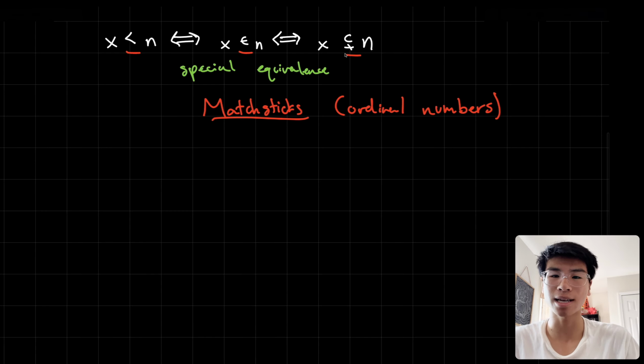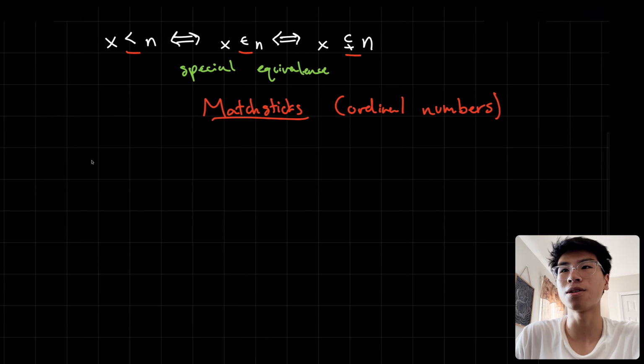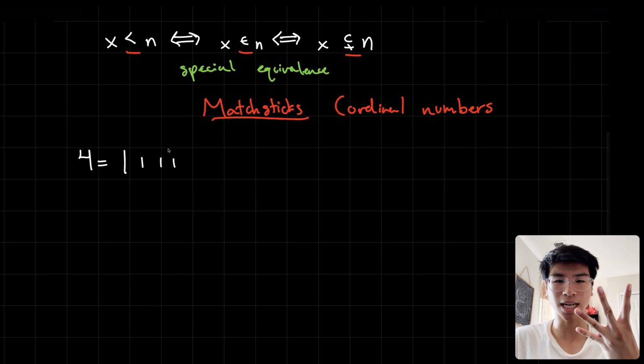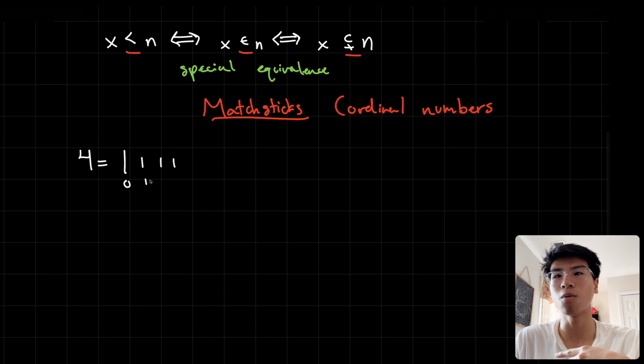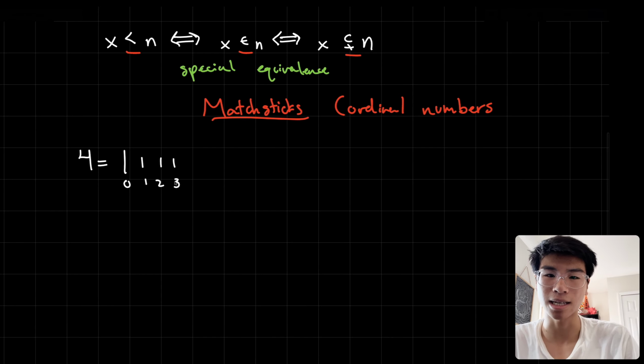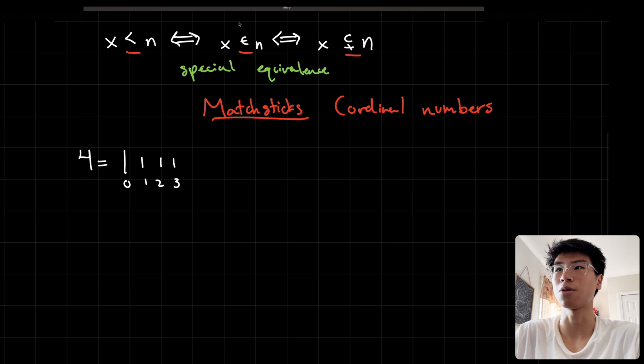And when we order the sets, there's a traditional graphical representation that we use for them, and it's called a matchstick representation. What we do is take some natural number, like 4, and represent it as the set of its elements. So remember that 4 is a set containing 4 elements: 0, 1, 2, and 3. And we simply order the matchsticks according to this special equivalence.